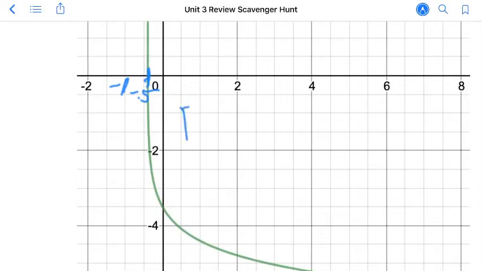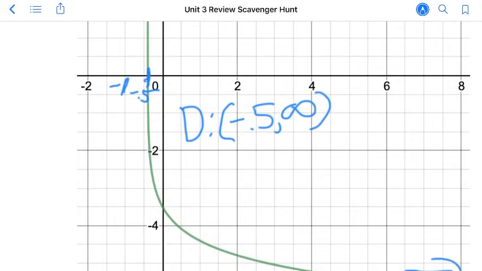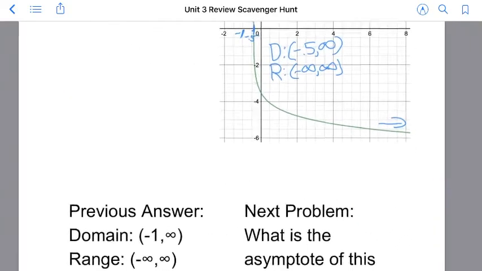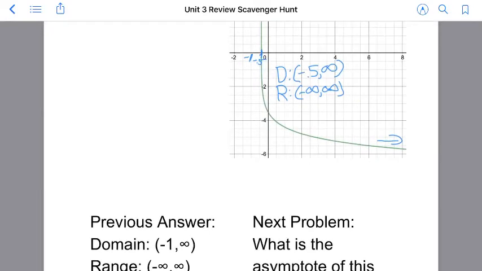So our correct domain should be negative 0.5 to positive infinity, because it keeps on going to the right forever. And our range should be negative infinity to positive infinity, because it keeps on going up forever and it also keeps on going down forever. Now, if you had put negative 1, that's fine, because as you can tell on my previous answer, I put negative 1 because I just looked at it very quickly.